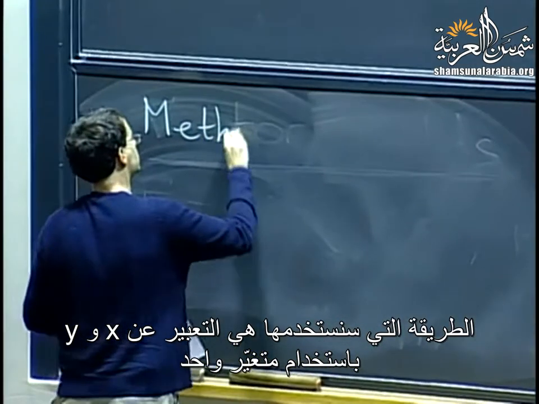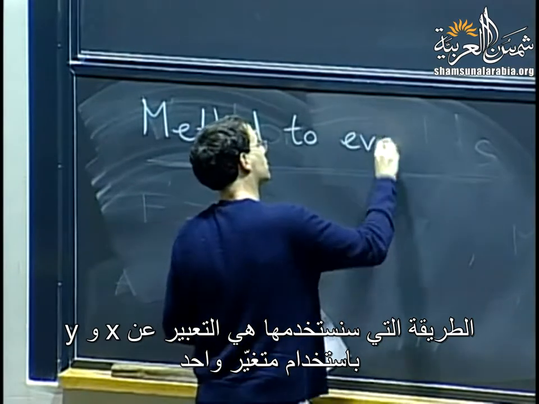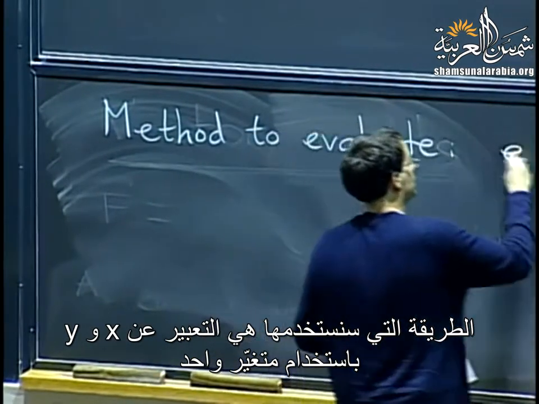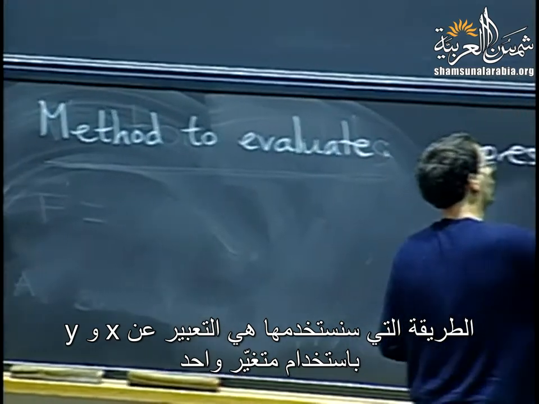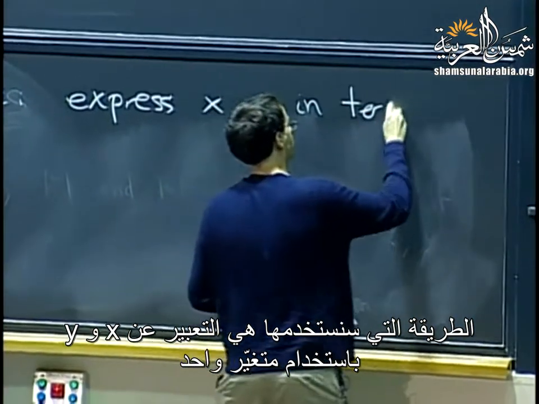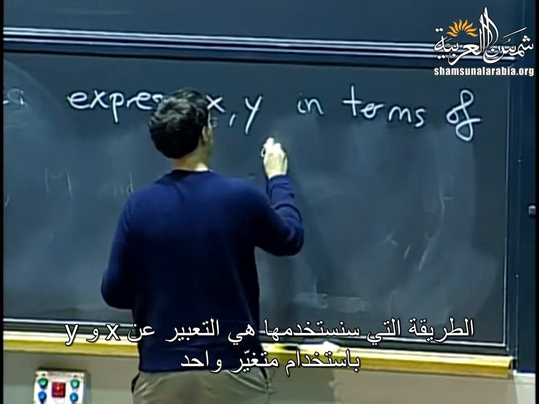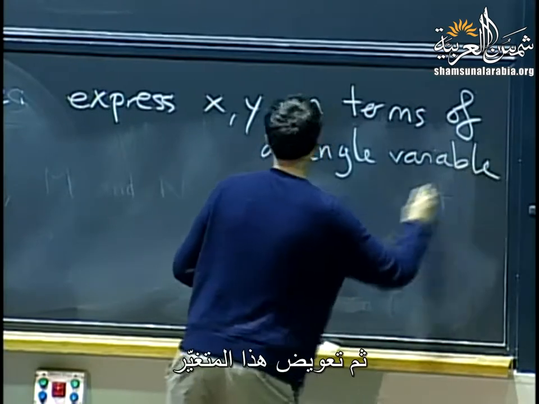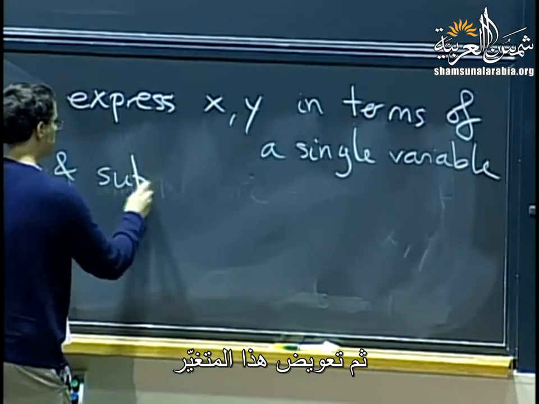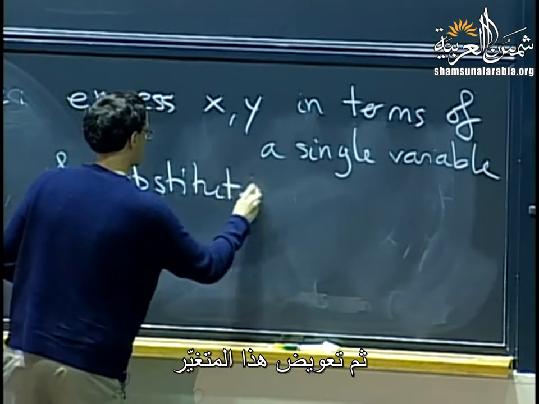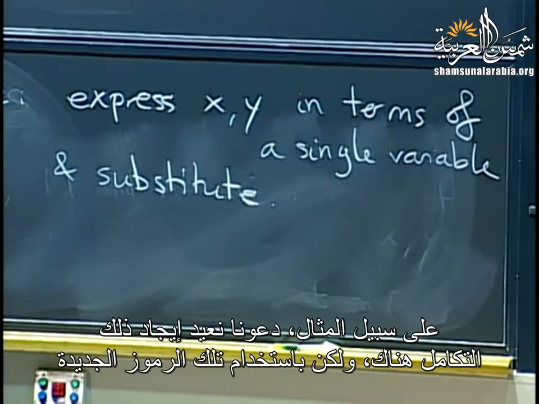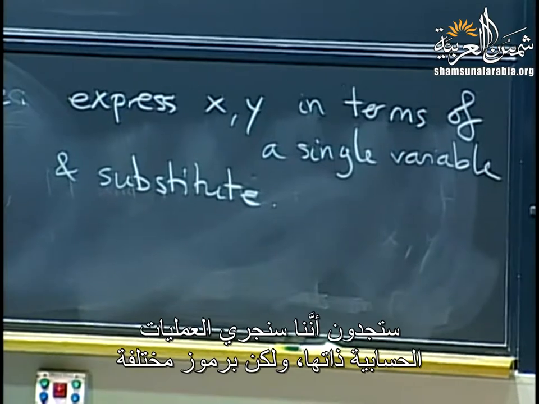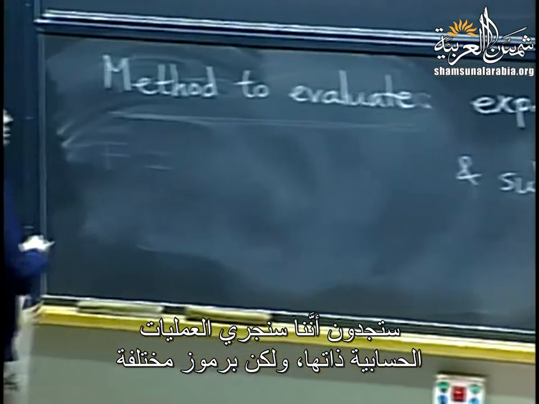Okay, so the method to evaluate is to express x and y in terms of a single variable, and then substitute that variable. Let's, for example, redo the one we had up there, just using these new notations. You'll see it's the same calculation, but with different notations.